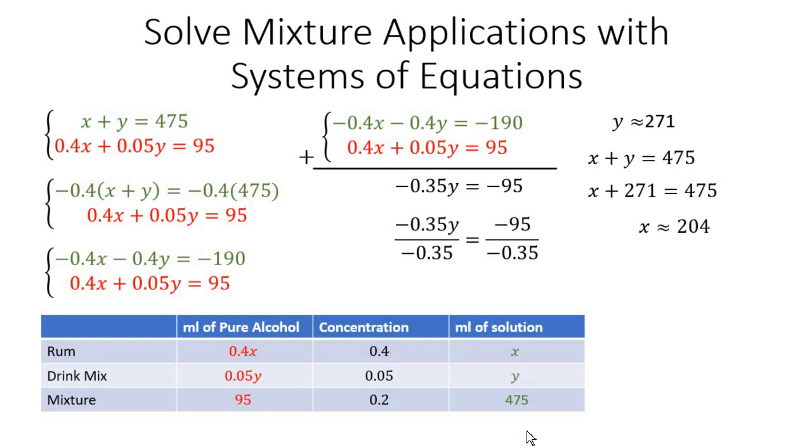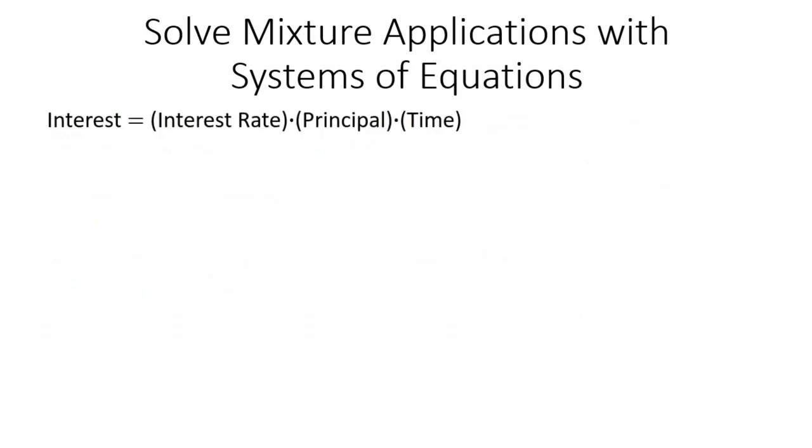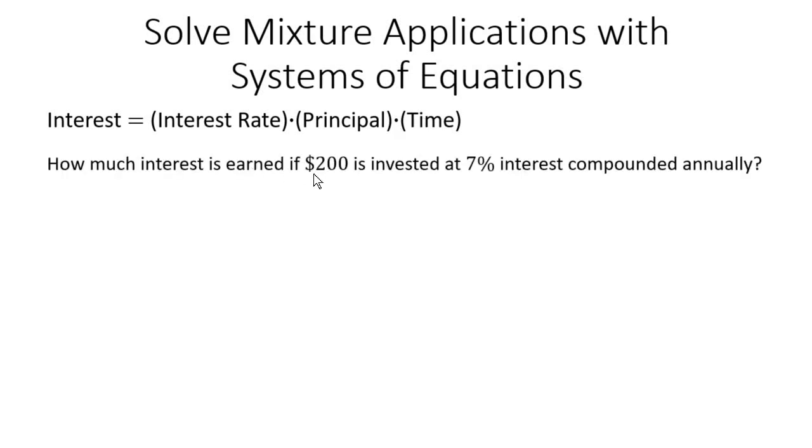All right, so let's use this concept one last time for a finance question. Let's take a look at the formula for interest. Interest is equal to the interest rate times the principal, which is the amount you invest, multiplied by the amount of time that you have invested. So how much interest is earned if $200 is invested at 7% interest compounded annually? The question is how much will be earned after 1 year.